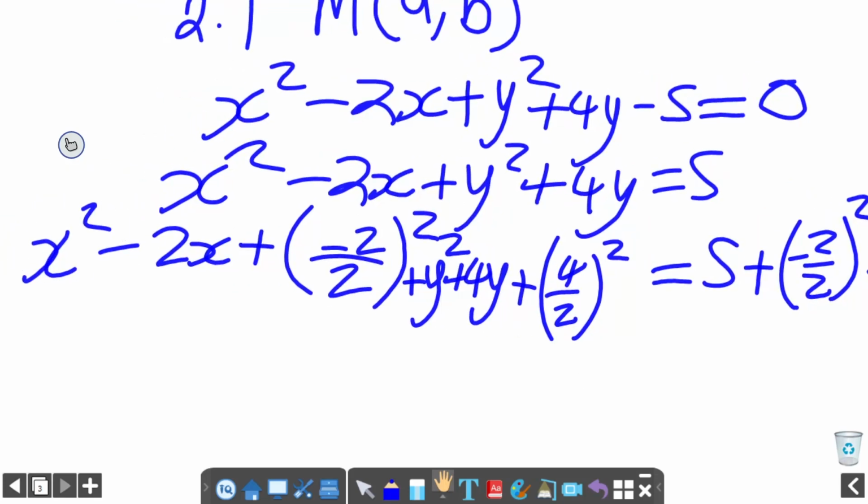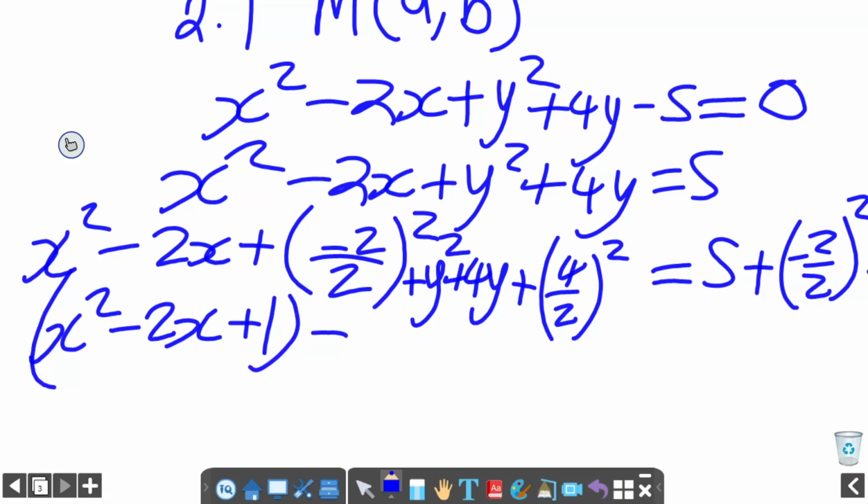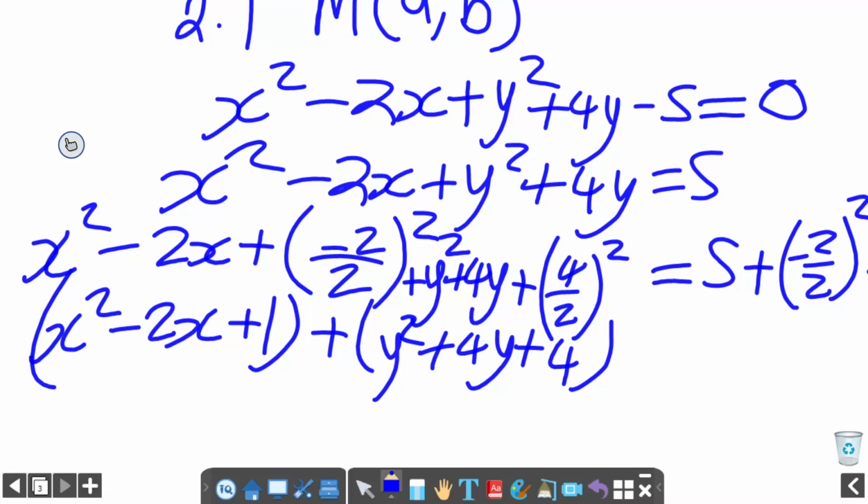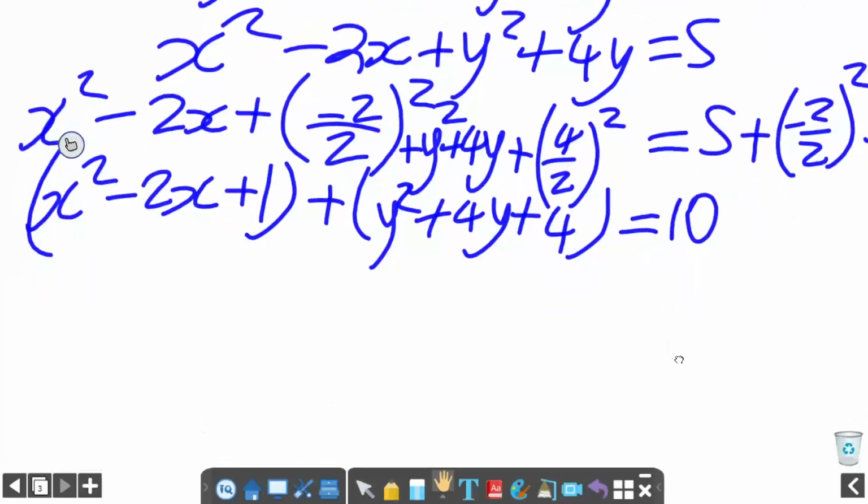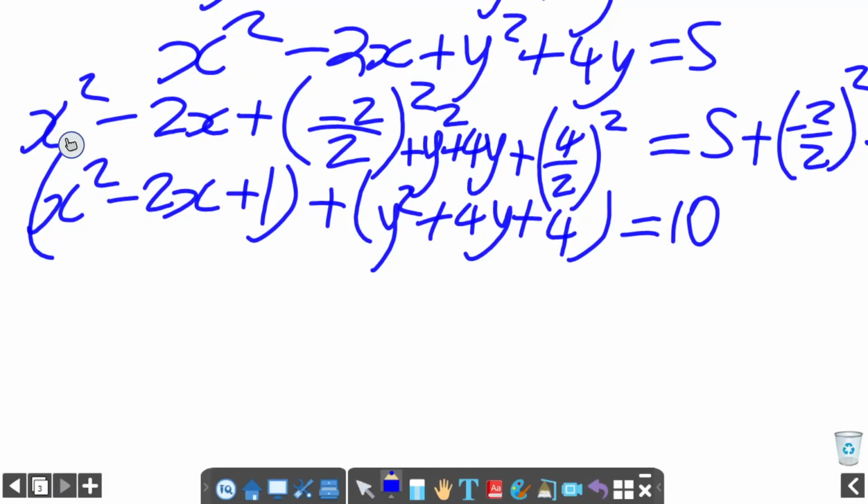And then what do we get here? X squared minus 2x plus 1. These 3 are a family. And then you get y squared plus 4 equals to 10. And then, what do you do from there?